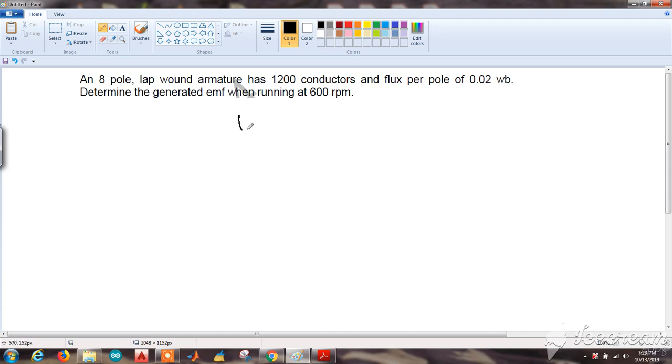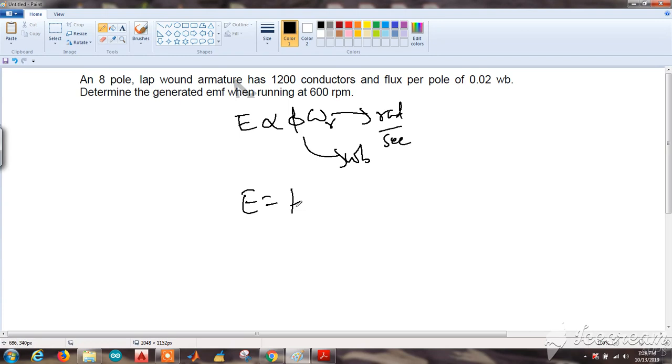So we know that the generated EMF in a DC machine is proportional to phi omega, where phi is flux and omega is the rotor speed, where the unit of omega is radians per second. So it is angular speed. And obviously we know that the flux is in Webers. So if I remove the proportional sign and introduce the constant, I will get E is equal to K phi omega R.